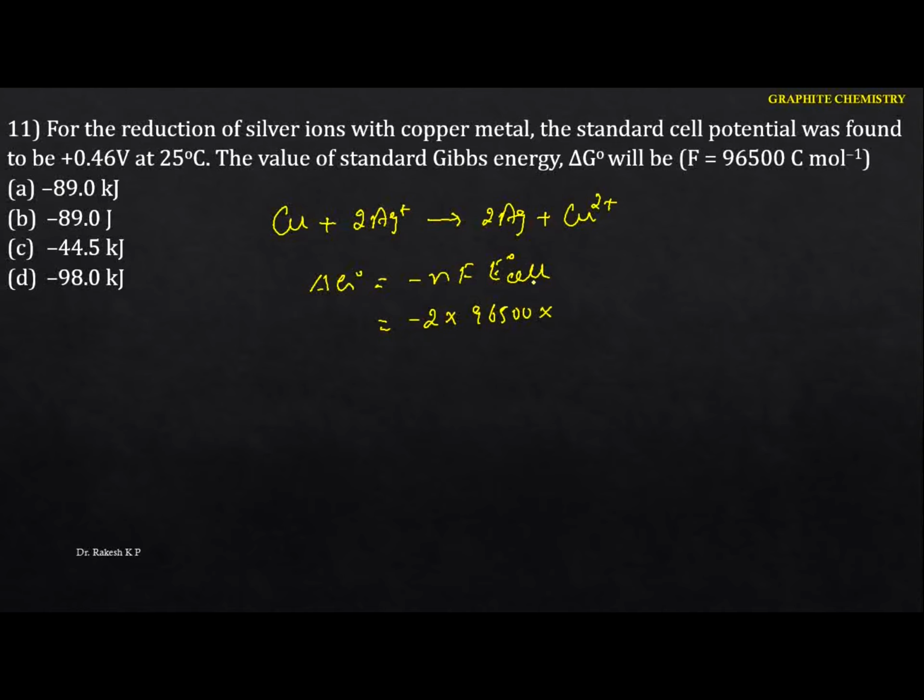What is the E naught cell value given? That is plus 0.46. So the delta G naught value we got is minus 88,780 joule. You have to convert it in terms of kilojoule. That becomes minus 88.78 kilojoule. Here the approximations are given, so the option will be the minus 89.0 kilojoule. Okay, next one.